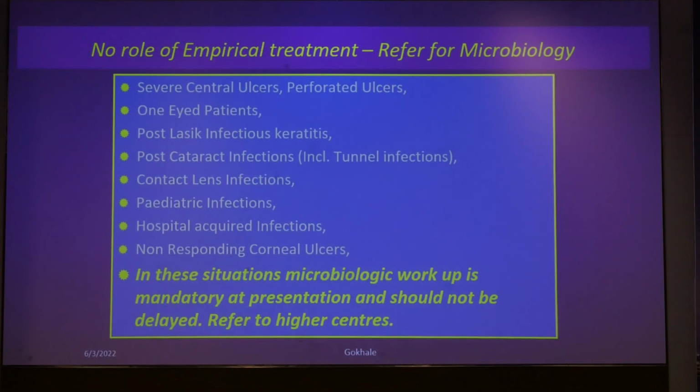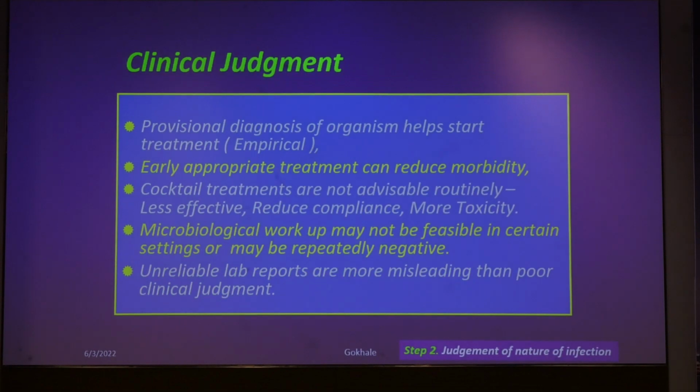With all these restrictions, we must understand that if we don't have access to microbiology, we should probably refer patients with severe infections, infections which are often drug resistant, unusual infections, or ulcers which progress rapidly and can cause blindness, to centers where these facilities are available. There is no role for trial and error in some of these infections. Our clinical judgment is extremely important because this is the way that we are going to start treatment even before the smear report is available.